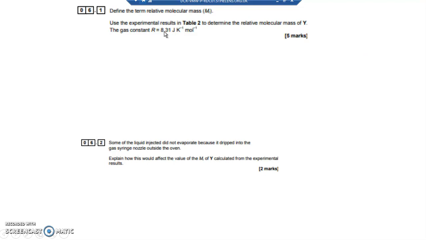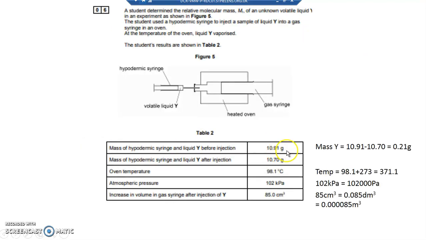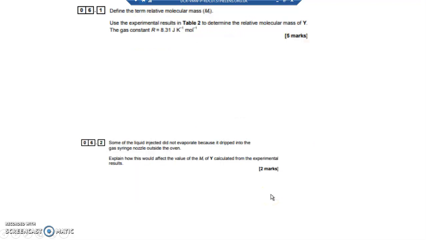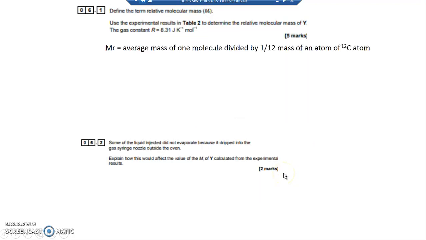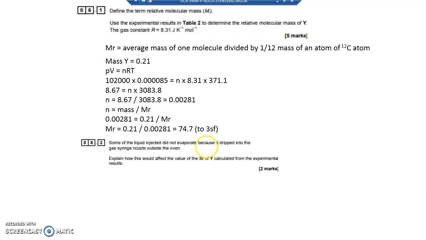I've got it to three significant figures because other values are to three significant figures. If I just go back to the first part of the question, then some are to four significant figures, but I always take my lowest significant value, 85.0, so for example 102 kilopascals, 98.1 degrees C. They're all to three significant figures, so I take the lowest significant figure value to base my answer upon.